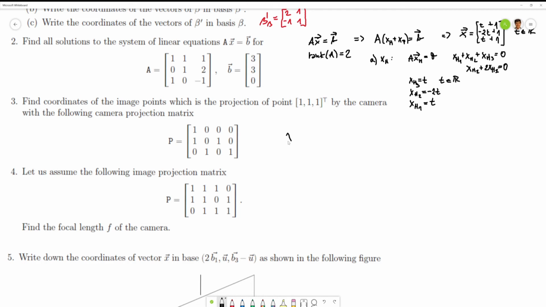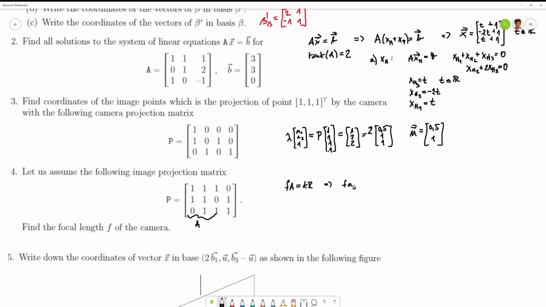The third task is to find a projection of a three-dimensional point by a projection matrix. So we know lambda times u1, u2, and 1 equals P times this point, which is 1, 2, 2, and we have to scale it to have the third coordinate equal 1. Therefore, u is equal 0.5 1. The next task, the fourth, is to find the focal length from the projection matrix. We have f times a3 vector transpose equals r3 transpose, and the focal length is 1 over square root of 2.